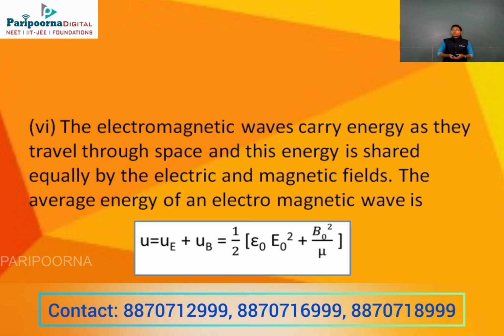Another property is that electromagnetic waves carry energy as they travel through space, and this energy is shared equally by the electric and the magnetic fields. Therefore, the average energy density of the electromagnetic wave is U equal to UE plus UB, that is the energy of the electric field and the energy of the magnetic field. So half epsilon naught E naught square plus B naught square by mu naught. This is the average energy density of the EM waves.